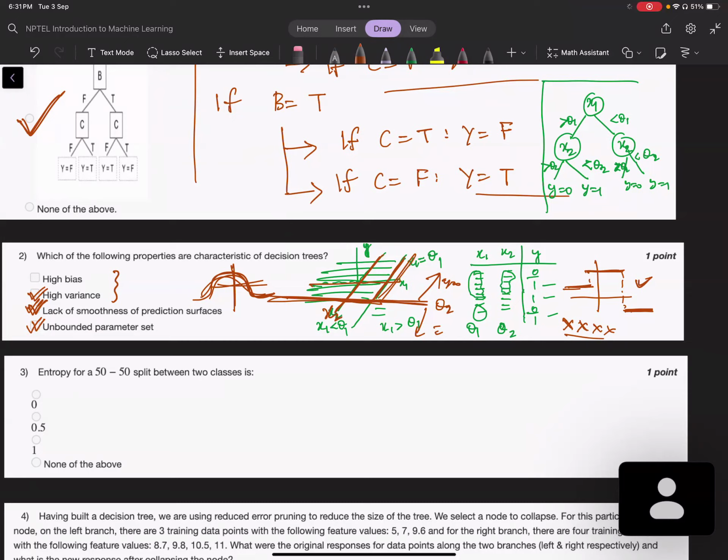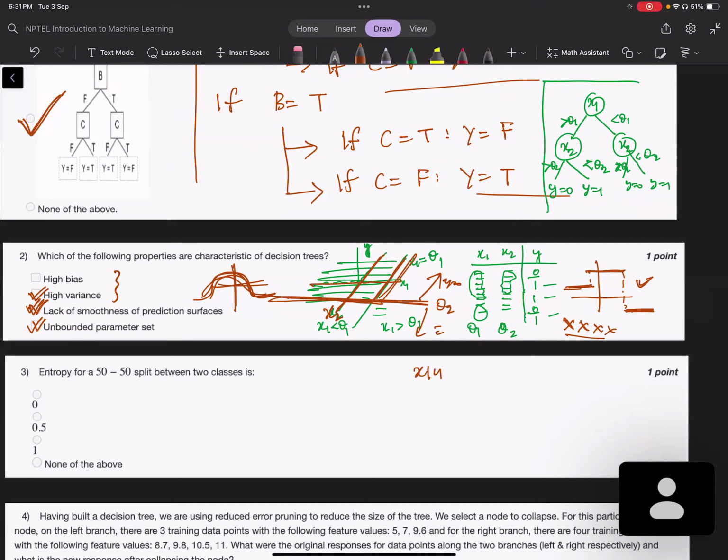If you see logistic regression or naive Bayes algorithm, they assume something about the data. They assume that, in case of logistic regression, x given y is distributed normally. So this is the assumption of logistic regression. But in this case, there is no assumption. That's why it can be said that it has an unbounded parameter set. So option D is also correct.